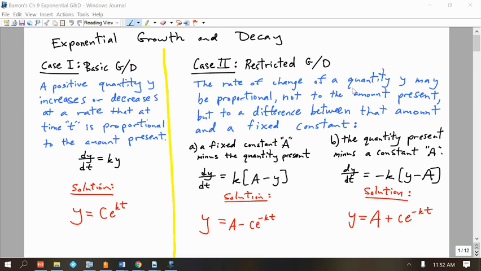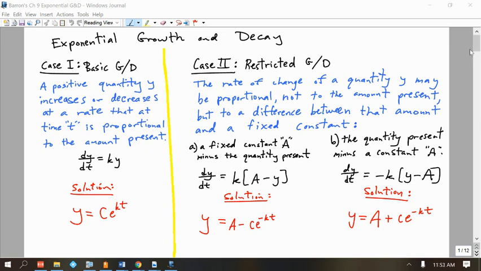A positive quantity y increases or decreases at a rate that at time t is proportional to the amount present. I love this case 1. It says that the rate of change, dy/dt, the derivative, is equal to ky. Kentucky, okay? Go Cats, right? So how do you solve this differential equation? We have done this before. You would move the y to the other side, divide by y, multiply the dt to the other side, and integrate.